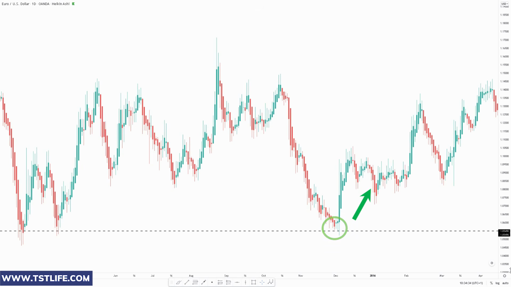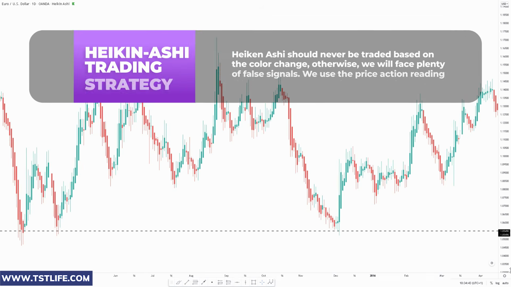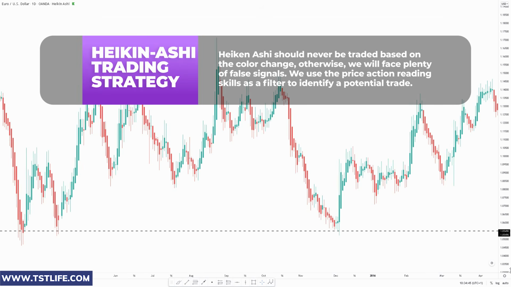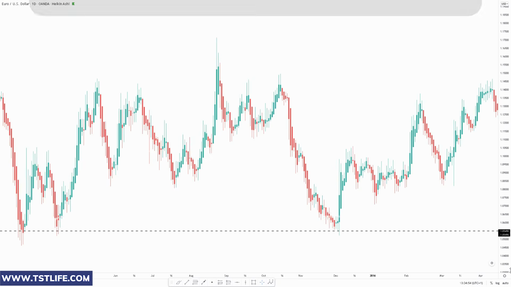So we're simply implementing a traditional technical analysis with an extra edge as we are using the Heikin Ashi chart to locate the trend reversals. Heikin Ashi should never be traded based on the color change. Otherwise, we'll face plenty of false signals. We use the price action reading skills as a filter to identify a potential trade. Once done, we use the Heikin Ashi chart as an extra confirmation element to go ahead and place the trade.